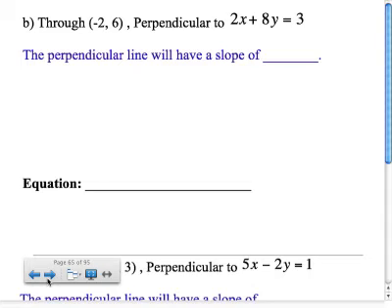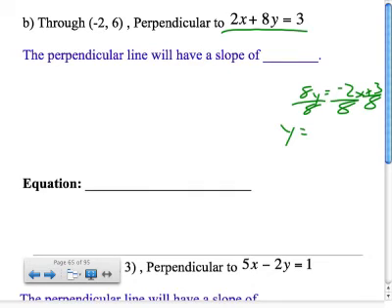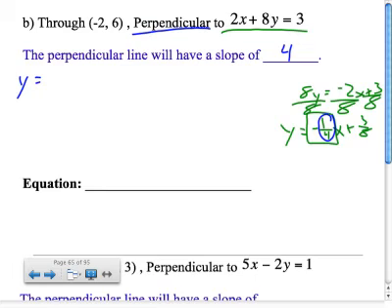Part B, same concept, okay, except I have to rearrange this thing, so I'm going to subtract 2x from both sides. So I get 8y equals negative 2x plus 3. Divide every single term in the problem by 8. So y equals negative 1/4 x plus 3 over 8. Here's the slope of the line they gave me. So the slope of my line, since it's perpendicular, is the opposite. So mine's positive, and then the reciprocal of 1 over 4 is 4 over 1, which is just 4. So our line is y equals 4x plus b.